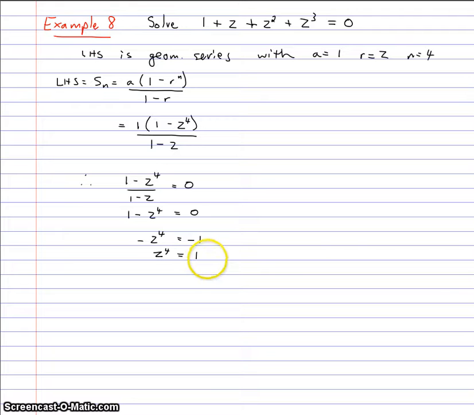Now, in a previous example, we worked out what z to the power of 4 is, so I didn't go through that again. z to the power of 4 equals 1 gives us the solutions z equals plus or minus 1 and plus or minus i. Now, that's 4 solutions. But notice up here, our polynomial is a degree of 3, so there should only be 3 solutions. Why are there 4 solutions? Well, because we have a power of 4 here. So what's with the contradiction that we've got?